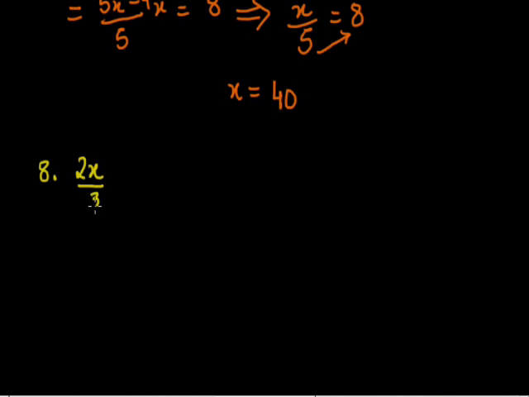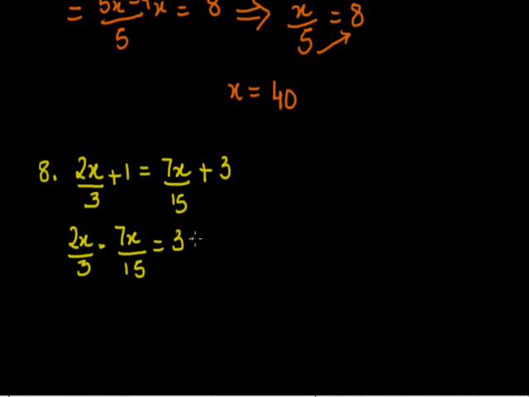2x upon 3 plus 1 is equal to 7x upon 15 plus 3. Now again, if I shift 7x upon 15 to the left hand side, its sign will change. So 2x upon 3 minus 7x upon 15 is equal to 3 minus 1. Now if I solve the left hand side, I have to take the LCM. The LCM of 3 and 15 is 15. 10x minus 7x, that is equal to 3 minus 1, that is 2.